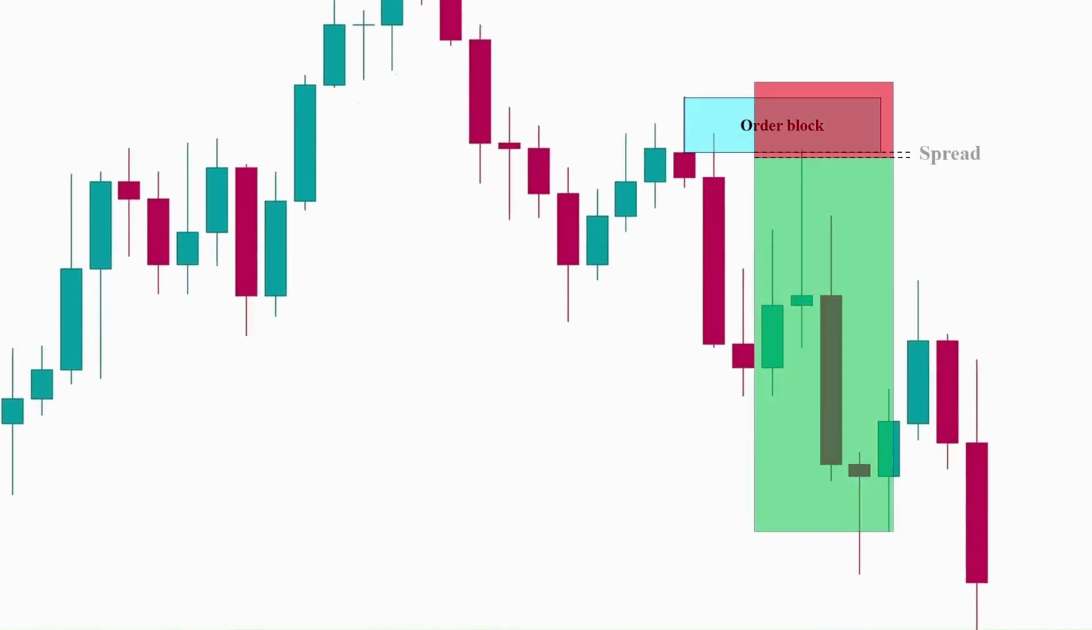We place our order as spread size below the order block zone with our stop loss a couple of pips above, and we will target the next demand zone in the higher time frame.